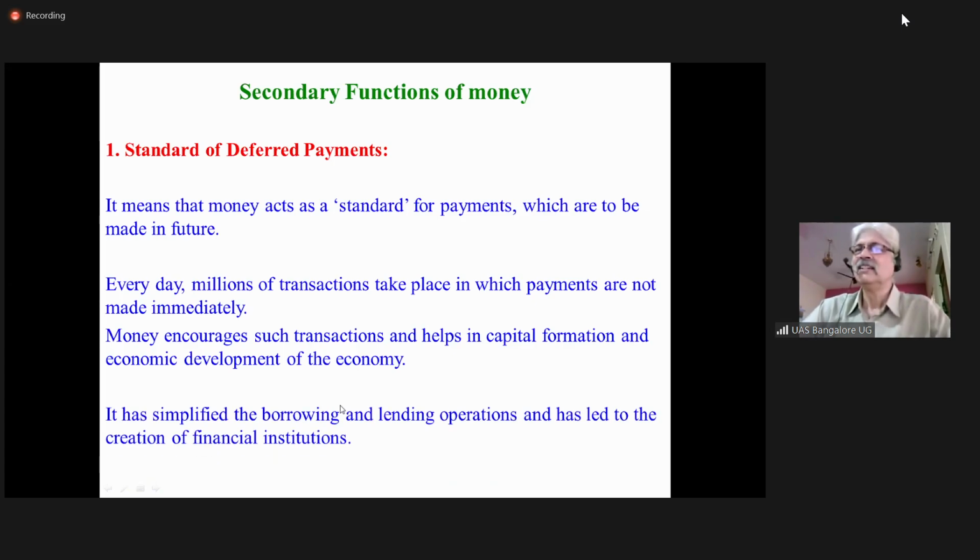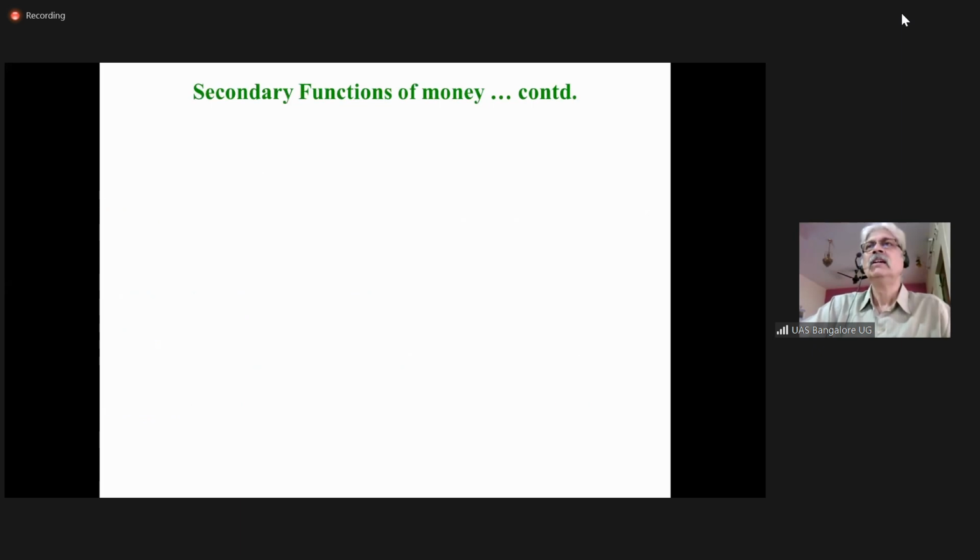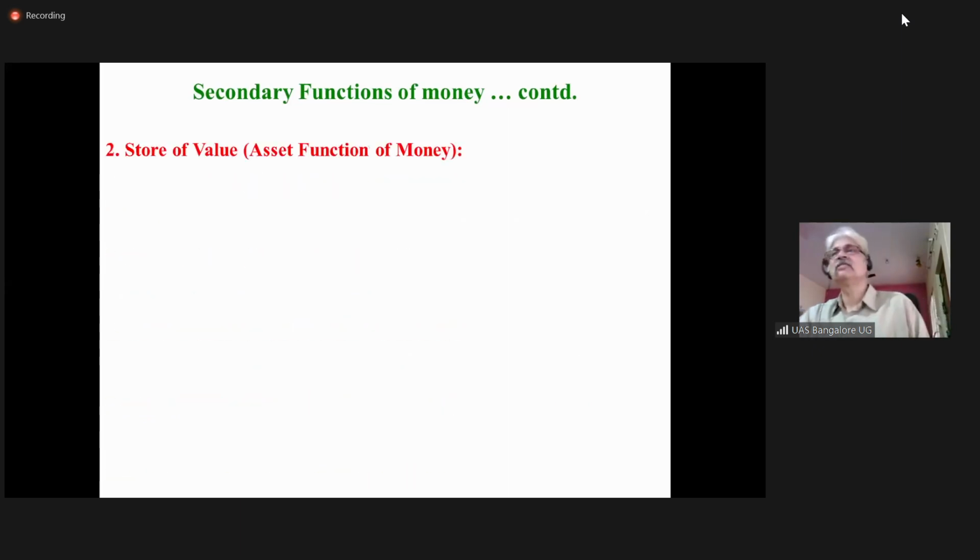It has simplified the borrowing and lending operations and has led to the creation of financial institutions. Because of money, borrowing and lending is possible. It has become easier. And the financial institutions, banks, then insurance companies, and so on, these financial institutions have been created mainly because of the invention of money. Then secondary function of money is store of value.